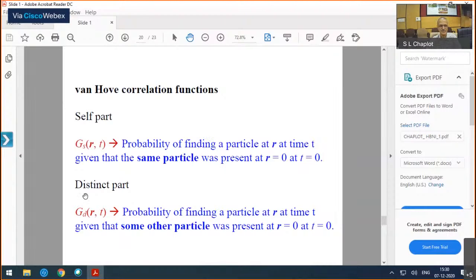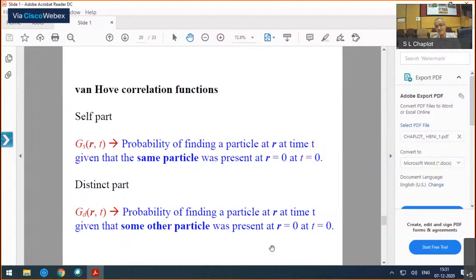On the other hand, there is also a distinct part of the correlation function, that is the probability of finding a particle at vector r at time t, given that some other particle was present at r equal to 0 at t equal to 0.